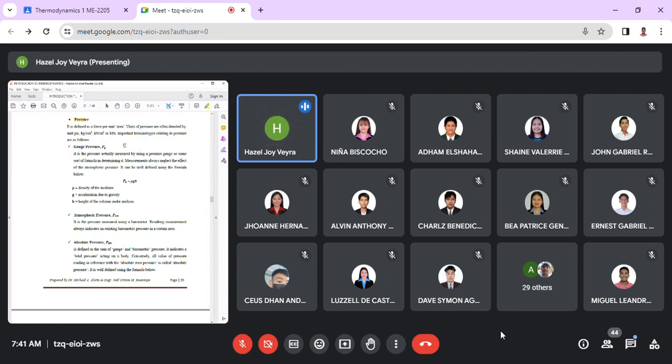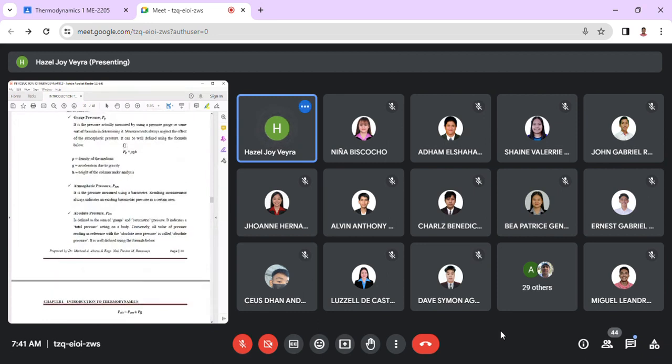So important terminologies relating to pressure are as follows. We have gauge pressure. Gauge pressure is the pressure actually measured by using a pressure gauge or some sort of formula in determining it. Measurements always neglect the effect of the atmospheric pressure. It can be well defined using the formula below. So P gauge is equivalent to rho g h, where rho is the density of the medium, g is the acceleration due to gravity, and h is the height of the column under analysis.